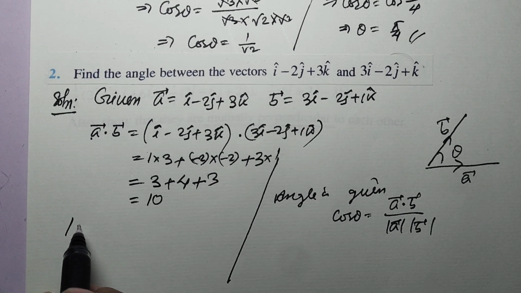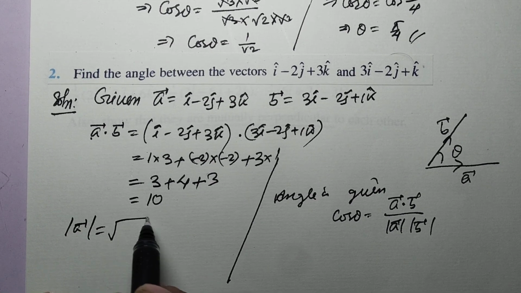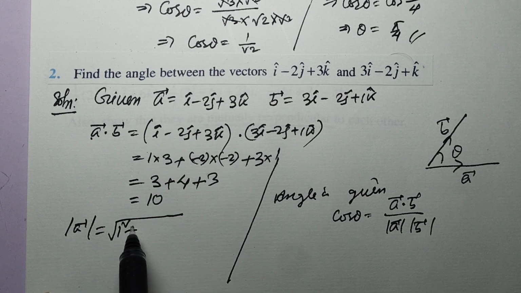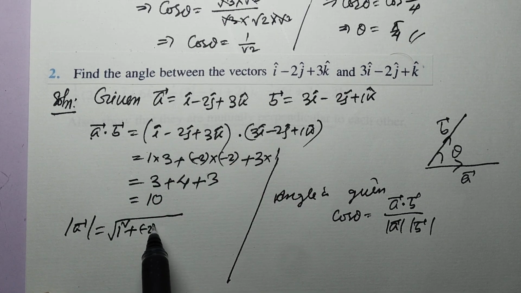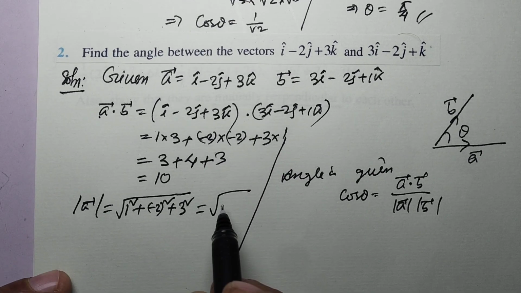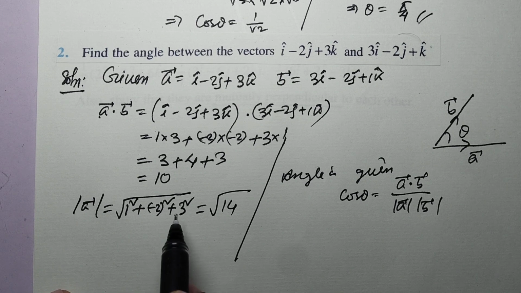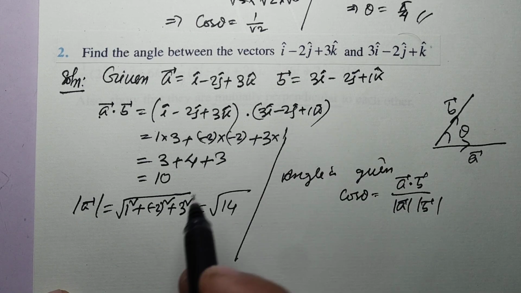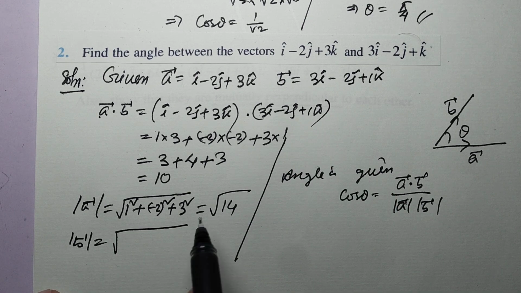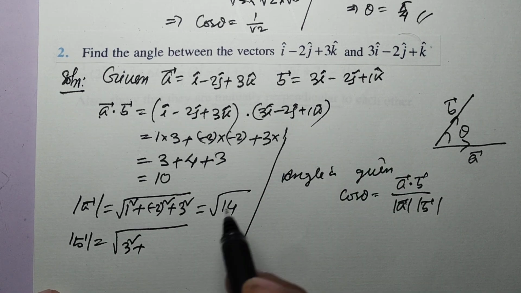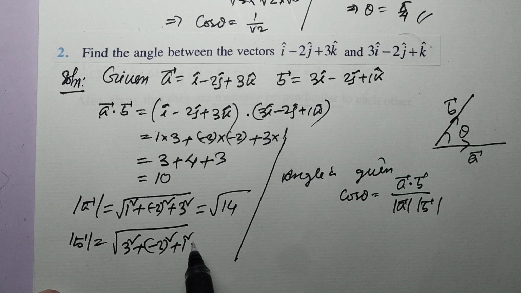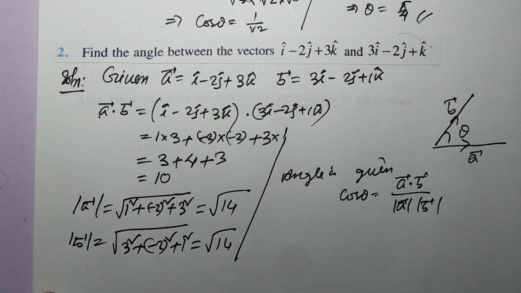Then the magnitude of vector a, we know, is the square root of coefficient of i square, coefficient of j square, coefficient of k square, so it will be root over 14. 9 plus 4 is 13, plus 1 is 14. Again the magnitude of b is found the same way, under square root, coefficient of i square, coefficient of j square, coefficient of k square, it will be again square root of 14.